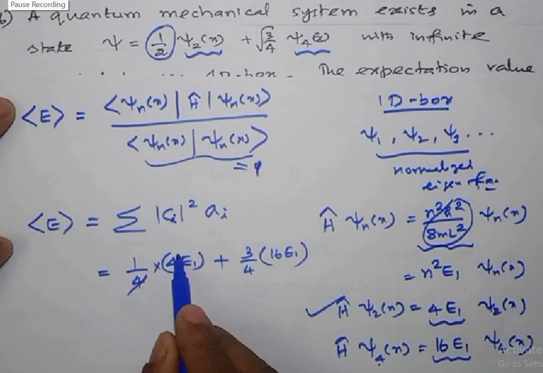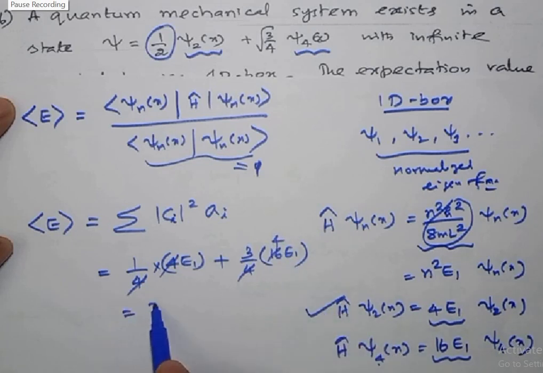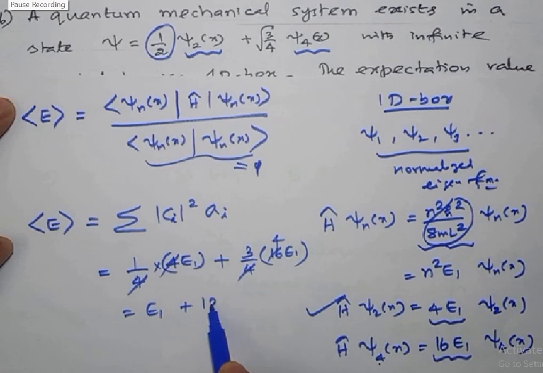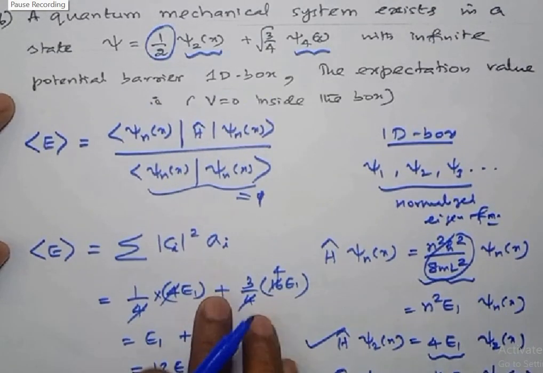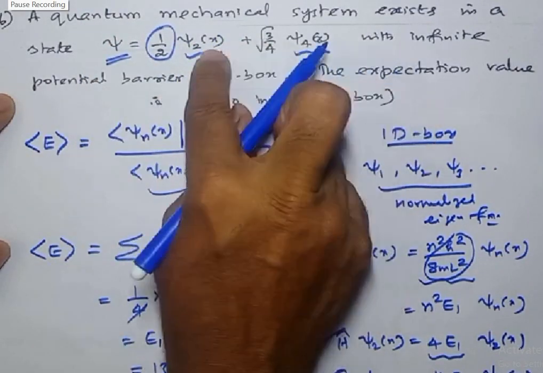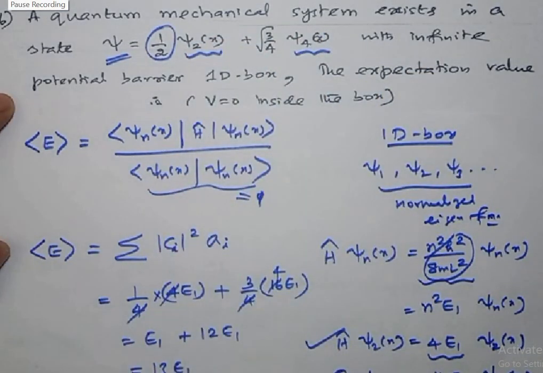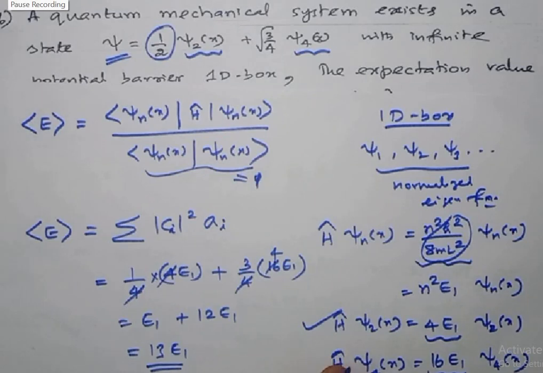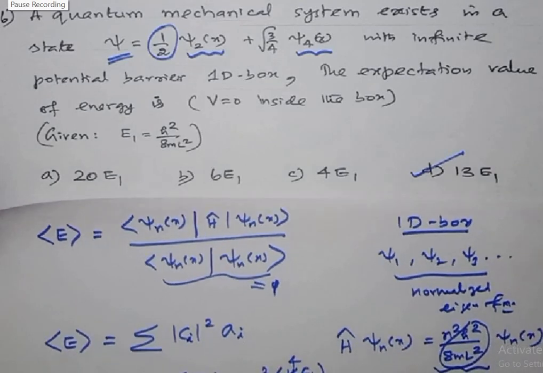Now just simplify it. 4 4 cancel. 1 4s are 4, 4 4s are 16, so I will get E1 here, and here 4 3s are 12, so 12 E1. The total is 13 E1. Yes, this is the expectation value of energy of a particle present in this state psi, where psi is given as a linear combination of two eigenfunctions, psi 2 and psi 4. Take note. So the correct option for this question is option D, 13 times E1.